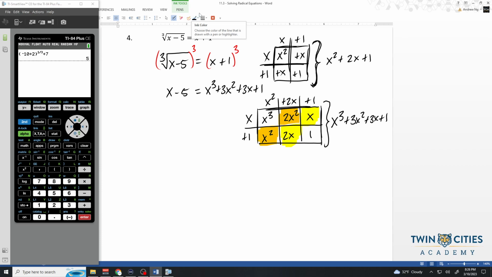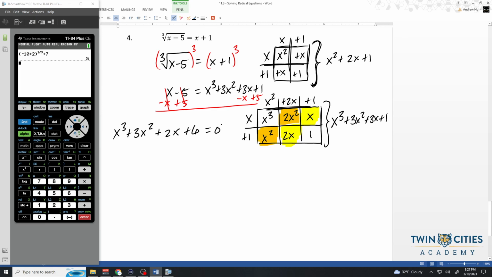Okay, now let's bring everything to one side. So I'm going to subtract an x from both sides. I'm going to add 5 to both sides. So let's move this over a little bit. X to the third power plus 3x squared plus 2x plus 6. This is equal to 0.